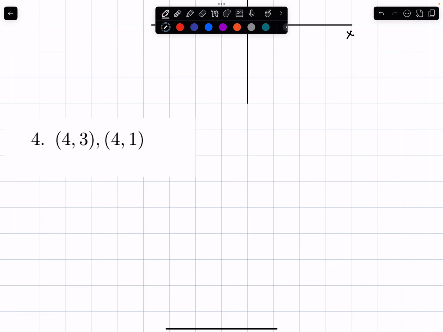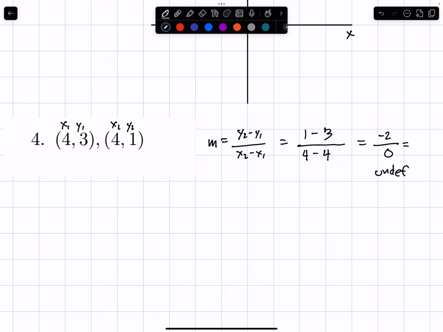Let's go back to black. Okay, so here's x1, y1, x2, y2. Slope is y2 minus y1 over x2 minus x1. y2 is 1, y1 is 3, x2 is 4, x1 is 4. So I have -2 over 0, which is undefined. You cannot divide by 0, it's not possible, so we say it's undefined. So slope undefined means that you've got a vertical line, and strictly speaking, the slope is not a number.